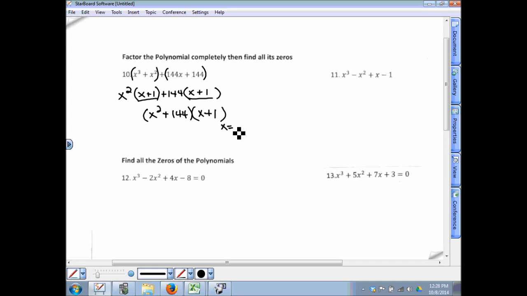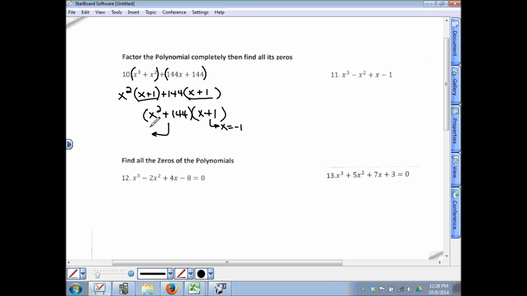Now, we already know that one of the zeros is x equals -1. That came from right here. What do we get out of that one? x squared plus 144. If it's x squared, it means it's quadratic. So you can either use the quadratic formula to get the zeros, but you notice this is a different type of quadratic. Something's missing, right? That's x equals plus or minus 12i.